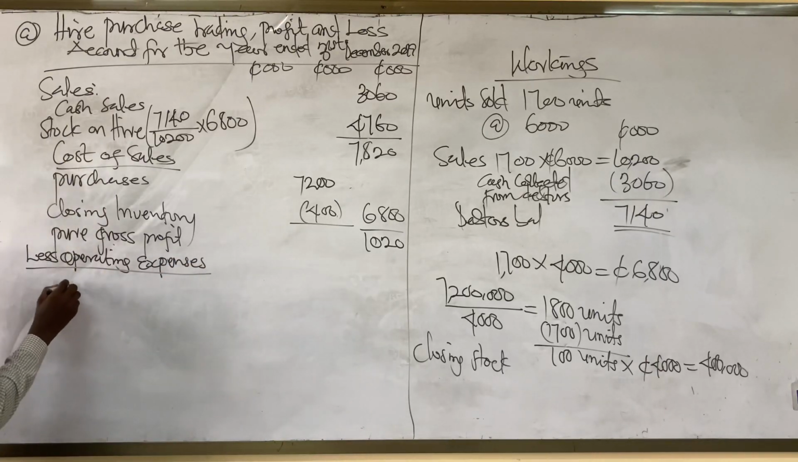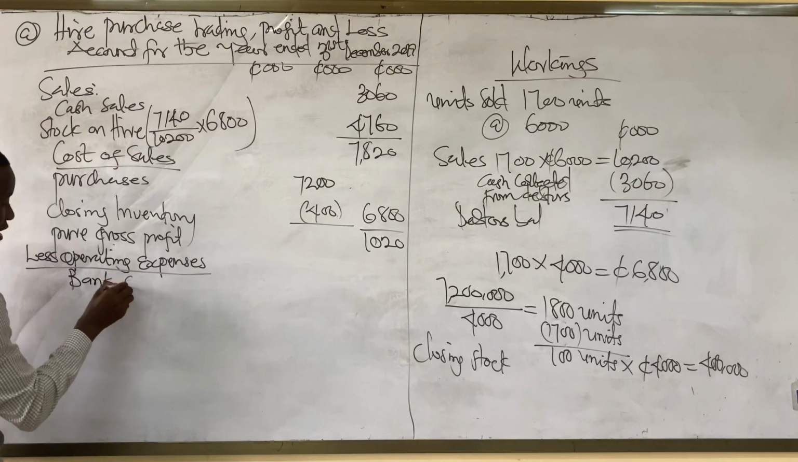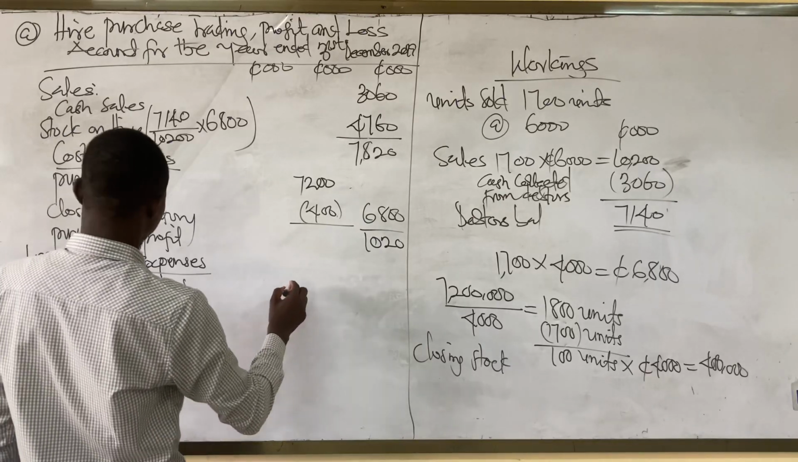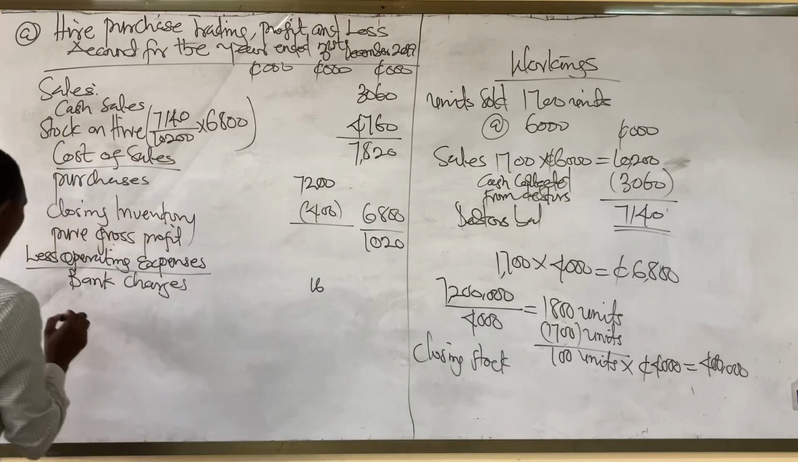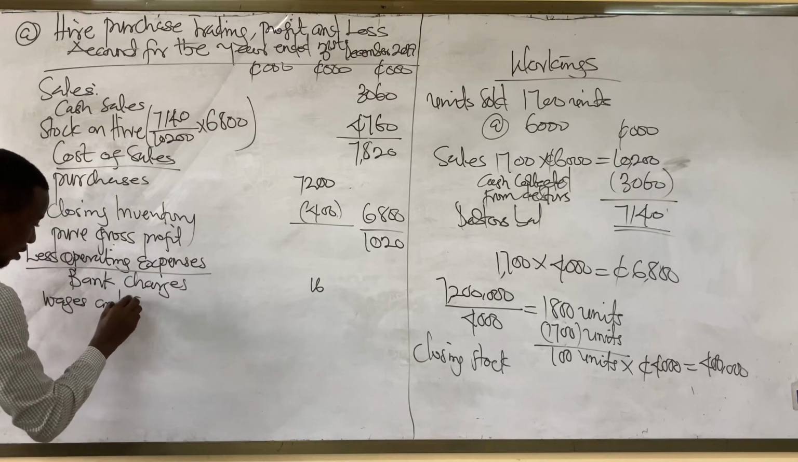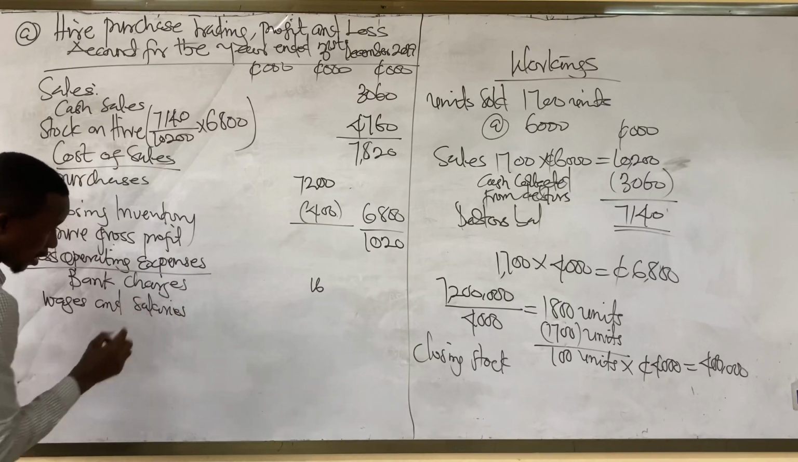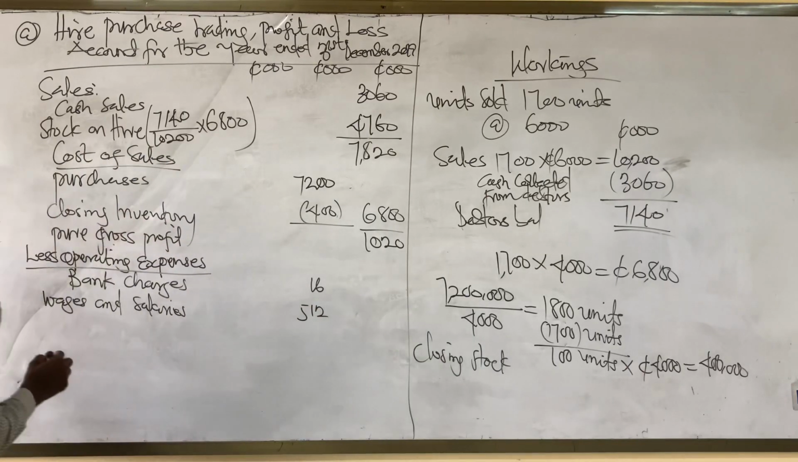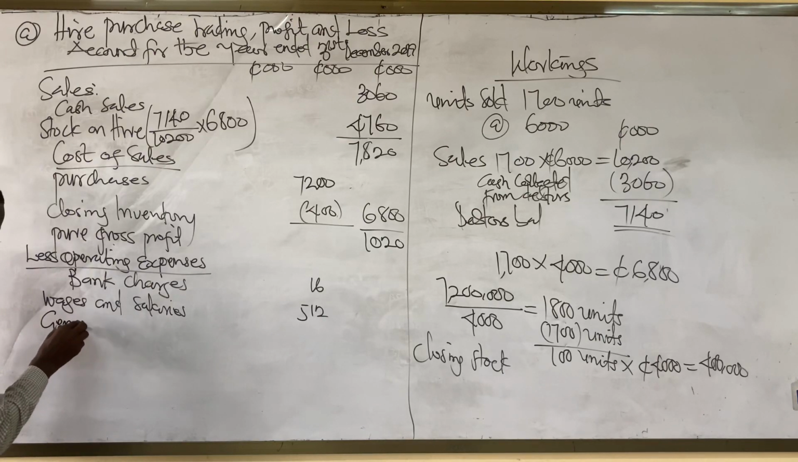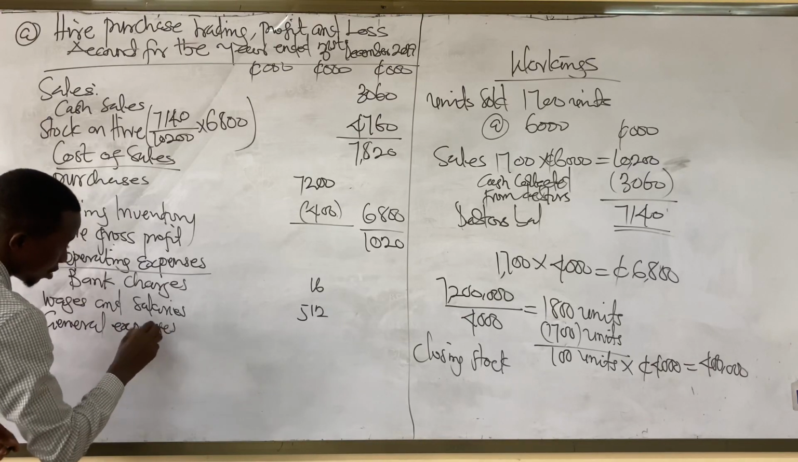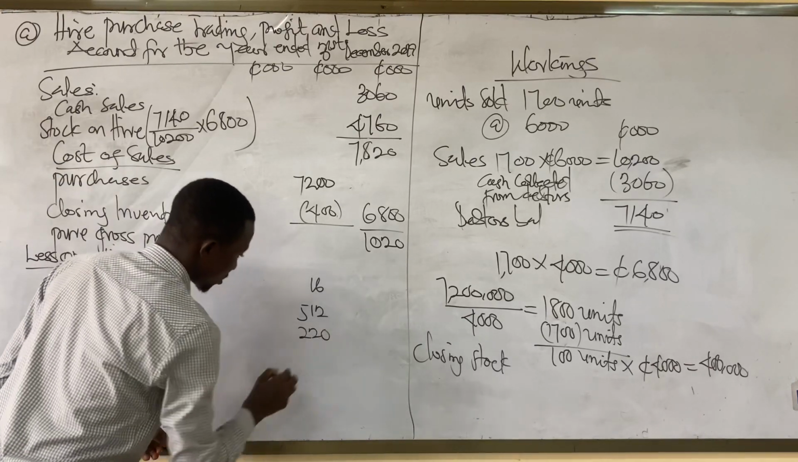With the operating expenses from the question, we have bank charges of an amount of 16. We have wages and salaries, and from the question, wages and salaries is an amount of 520, and we have general expenses of an amount of 220.